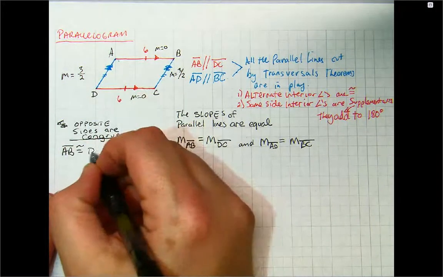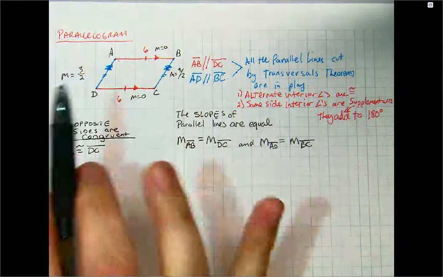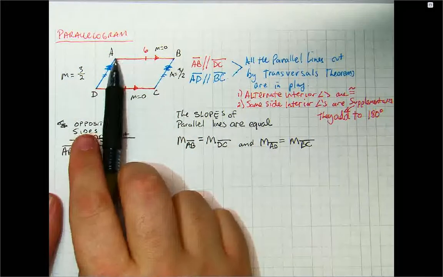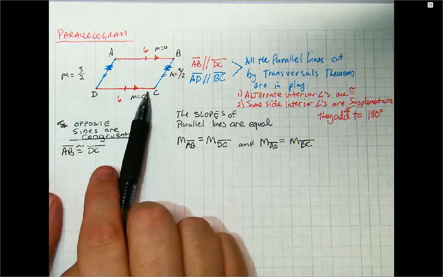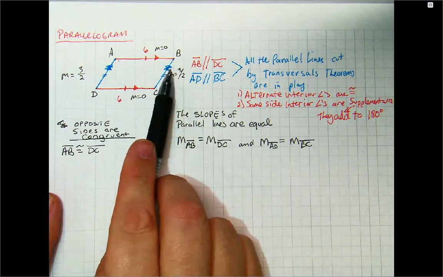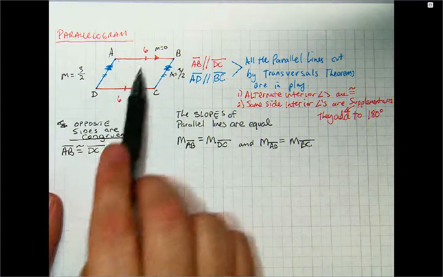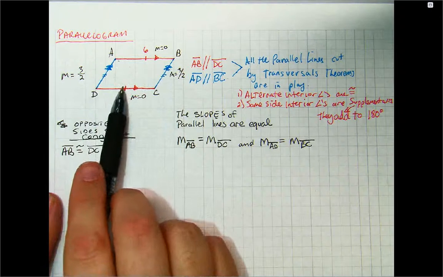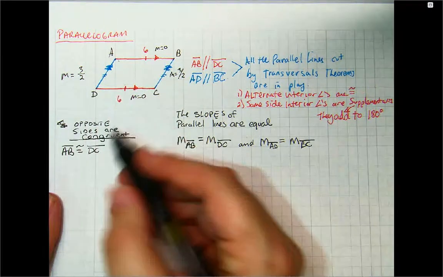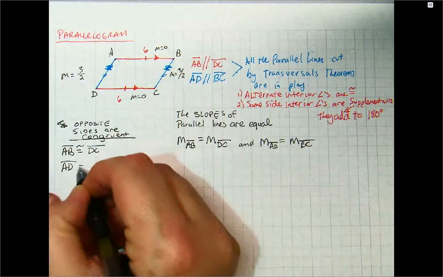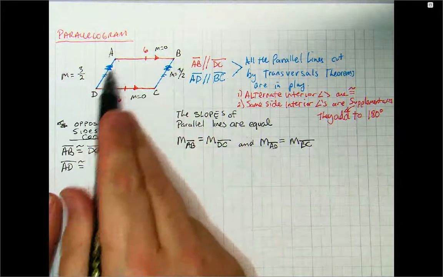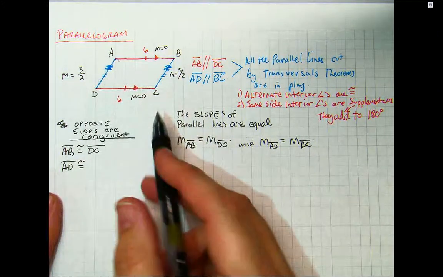If you want to think of it this way, opposite sides: this side here is not touching DC at all. It's intersecting AD and BC, but it doesn't hit that side DC at all. And what about AD? What's the opposite of AD? BC.